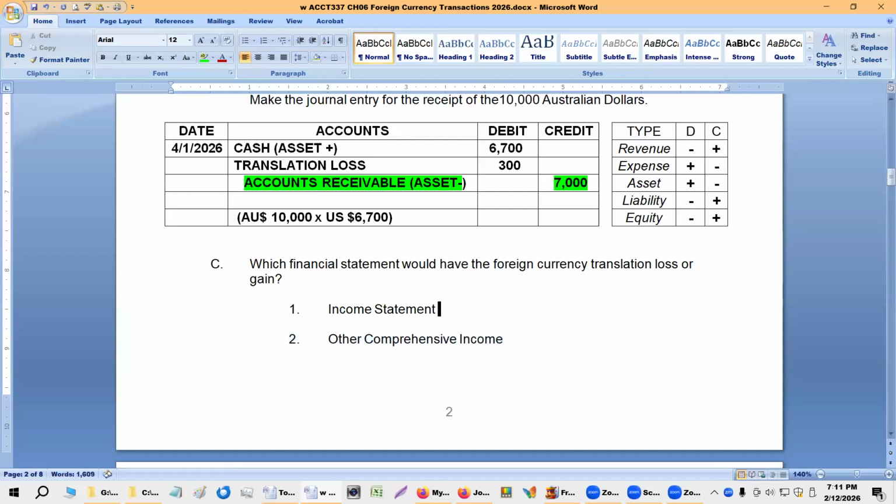Okay, income statement. So this is where the translation loss will go. I'll put it underneath there. So this would be a translation loss of $300, and it would come off income.